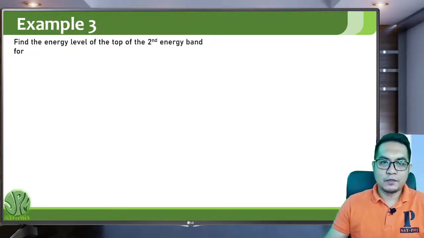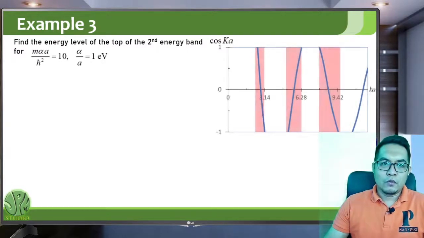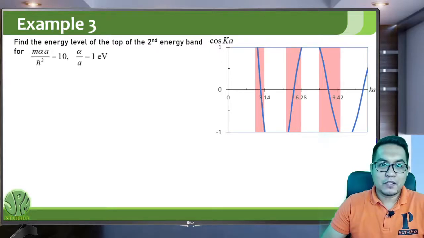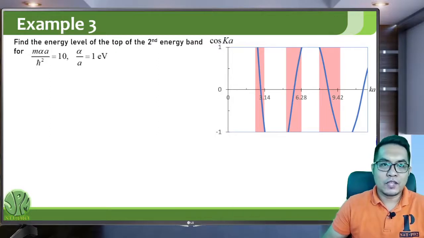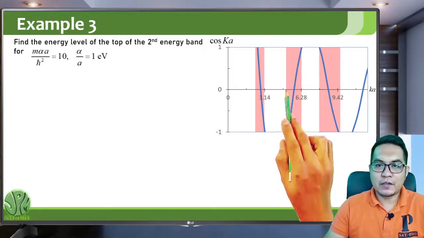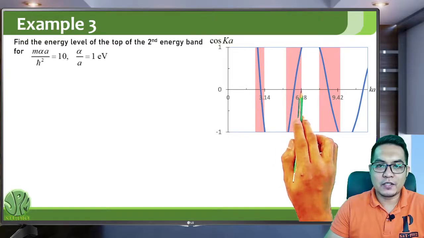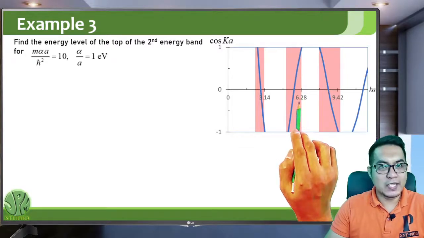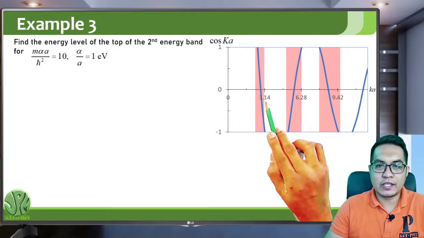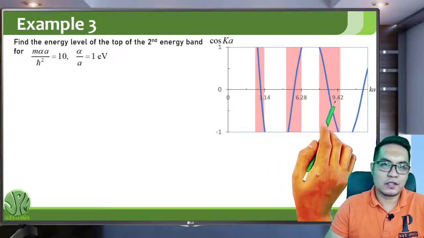For this example, we are asked to find the energy level of the top of the second energy band for these values. We're given m alpha a over h bar squared is 10, and alpha over a is 1 electron volt. This is the second energy band, this is the bottom of the second energy band, and this is the top of the second energy band. You will notice that the top of the second energy band lies around 2 pi. 6.28 is actually 2 pi, 3.14 is pi, and 9.42 is approximately 3 pi.